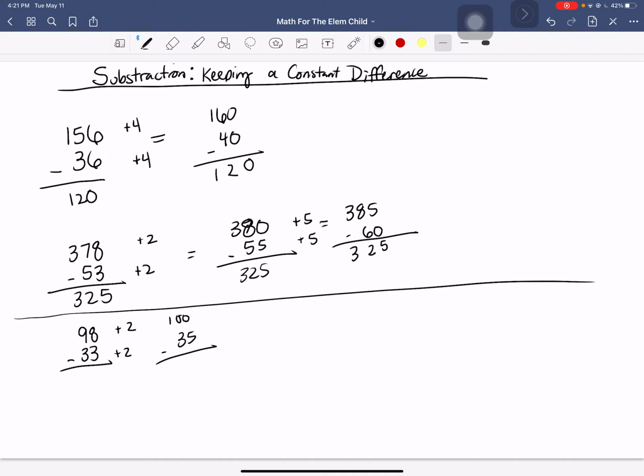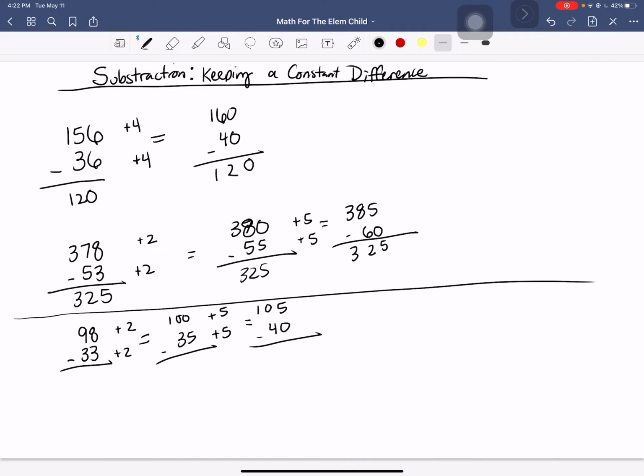But it looks like we have to borrow, because we don't want to take 0 away from 5, or 3 away from 0. We'll get a negative, so we can keep a constant difference again. If we add 5 to 35, we will get 40, and we have to add 5 up top, and we will get 105.